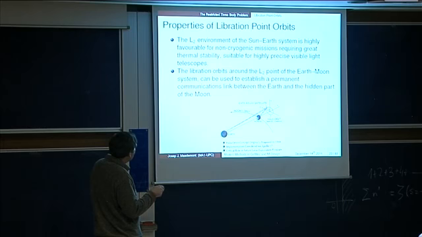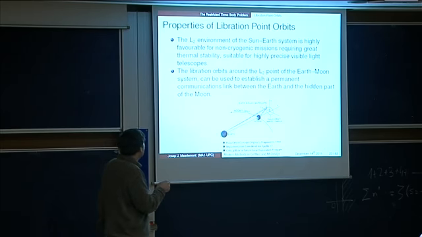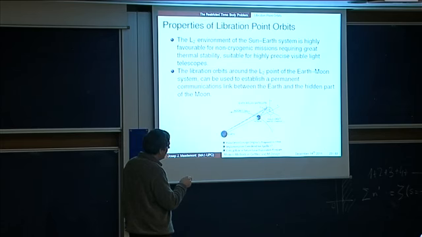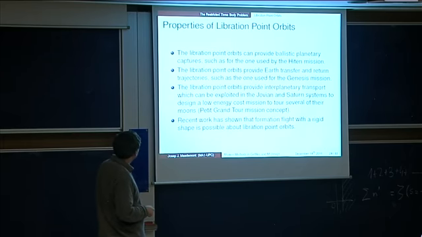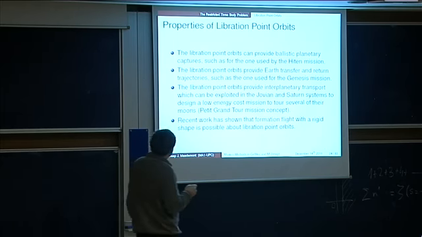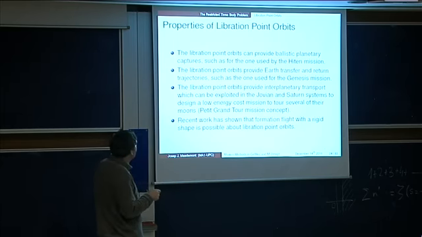Also, in the case of the Earth-Moon system, orbits about L2 have been considered for a permanent link with a space station at the hidden part of the Moon. We could have a relay, and so we could communicate with something at the hidden part of the Moon. As we will see, they also provide ballistic planetary captures and Earth return transfer trajectories. We'll be addressing this in some minutes, and they provide interplanetary transport also between, for instance, the moons of Saturn.